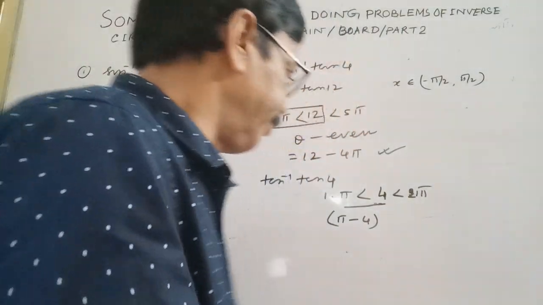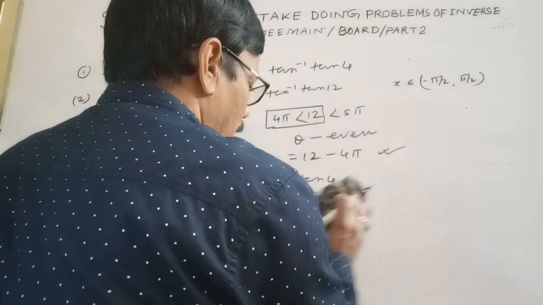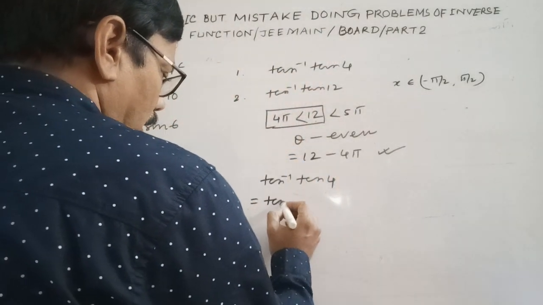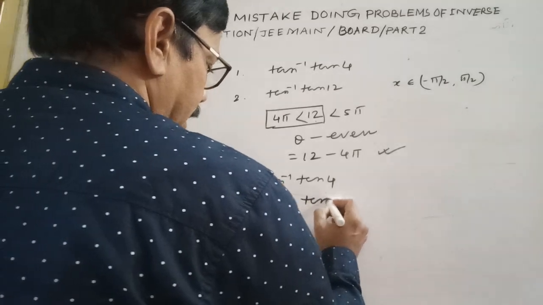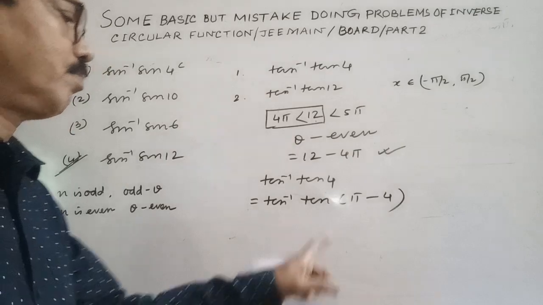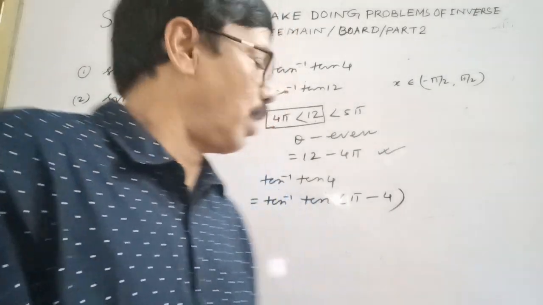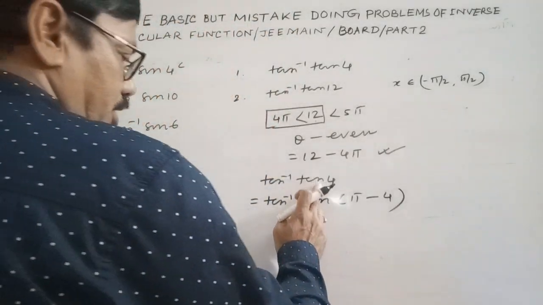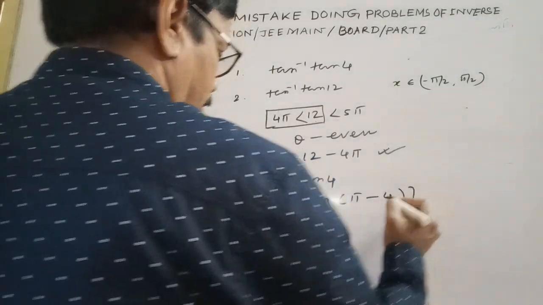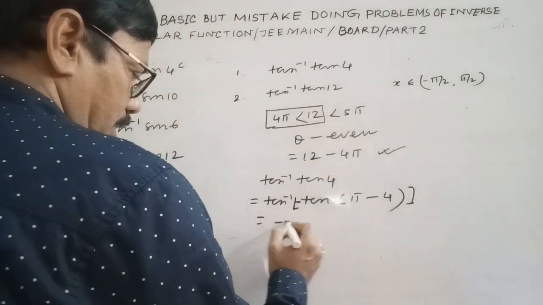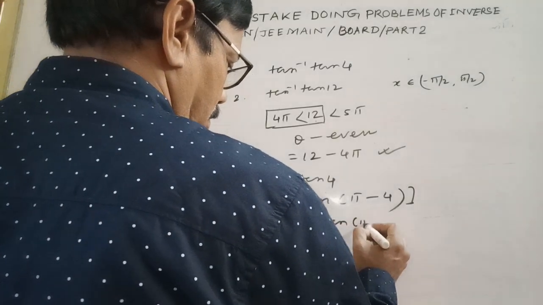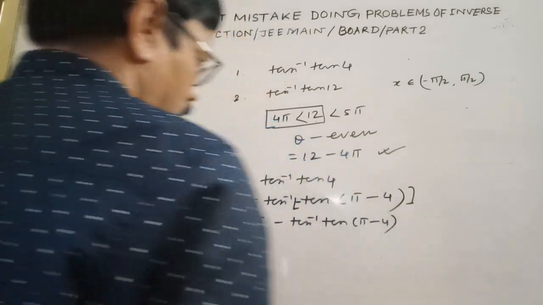But look, if you consider it, tan inverse tan (pi minus 4). So tan (pi minus theta) is minus tan theta, and this is 4. So you have to take a minus. So tan inverse of minus tan 4 is minus, as it is, tan inverse tan (pi minus 4).